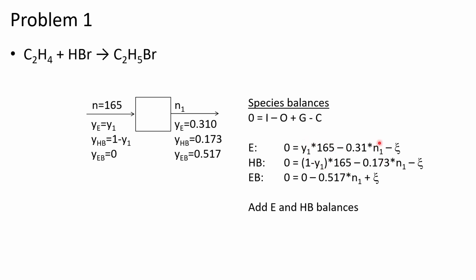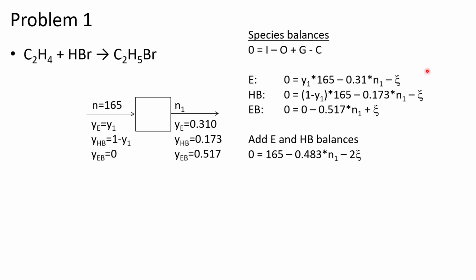And by summing these together, we'll end up with one equation in terms of N1 and Xi, which will combine with this equation from the ethyl bromide balance, which is another equation in N1 and Xi, to solve for those two unknowns, N1 and Xi. So let's start in on that. The very first thing we're going to do is add the ethylene and the hydrogen bromide balances.